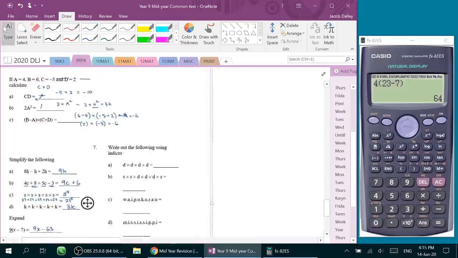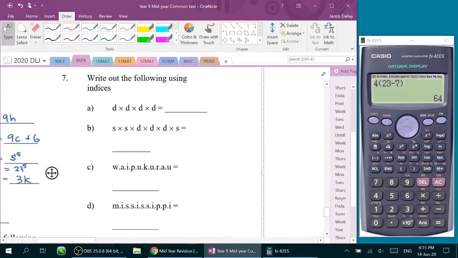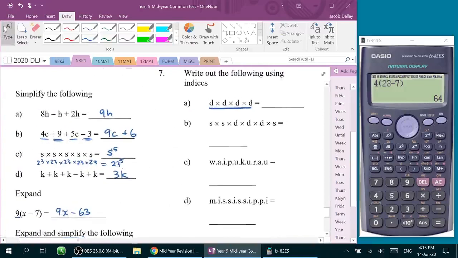Okay, last few. Write out the following using indices. So this is very much what we did over here, except there's 4 d's multiplied together, so that would be d to the power of 4.